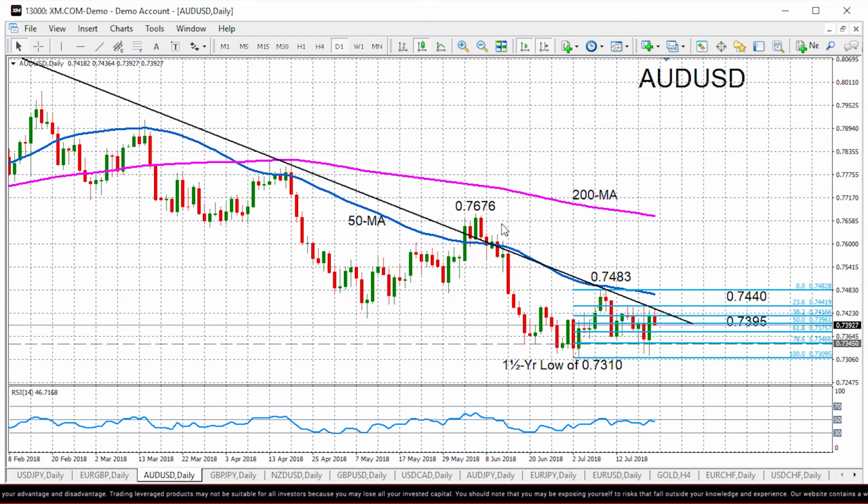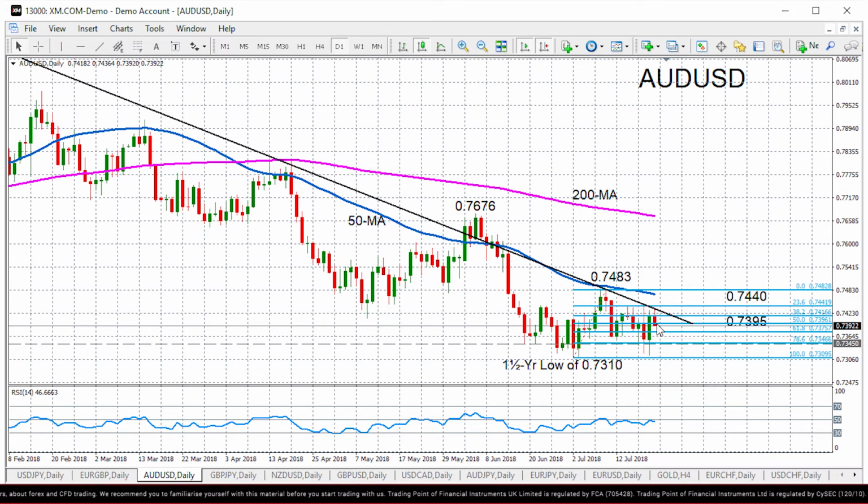And then further up, we've got the top from the end of May, 0.7676. However, if we look at the momentum indicators, RSI didn't manage to break above the 50 neutral level when we saw those big gains on Friday. So the near-term outlook is very much neutral, perhaps tilted slightly to the downside.